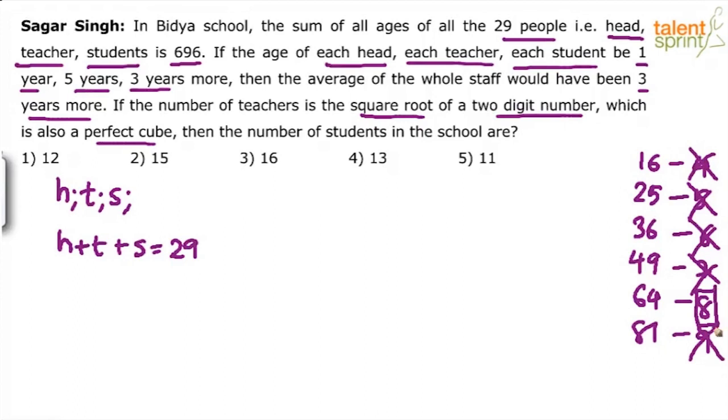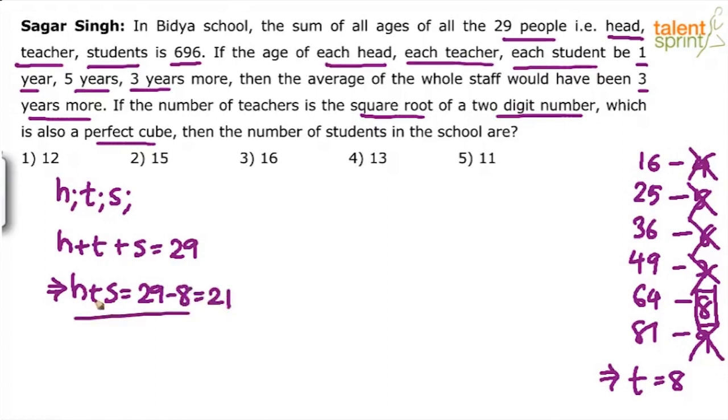The number of teachers is a square root of a 2-digit number. The square root of the 2-digit number 64 is 8, which is also a perfect cube. So from this we know that the number of teachers is 8. T is equal to 8. So what will be H plus S? H plus S will be equal to 29 minus 8, which is 21. That's one equation: number of heads plus number of students is 21.